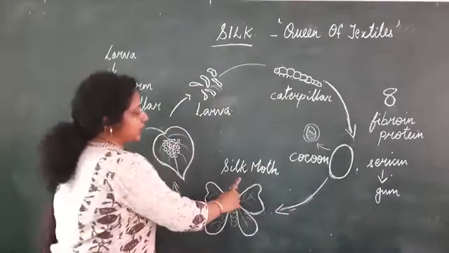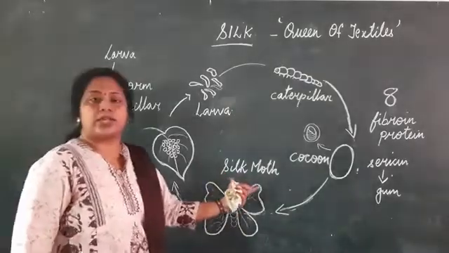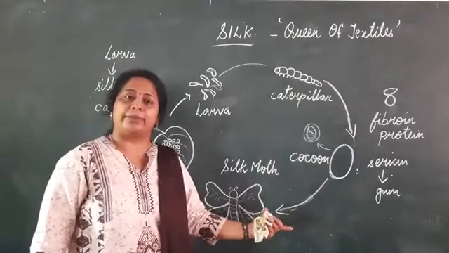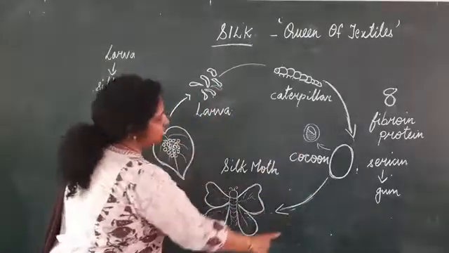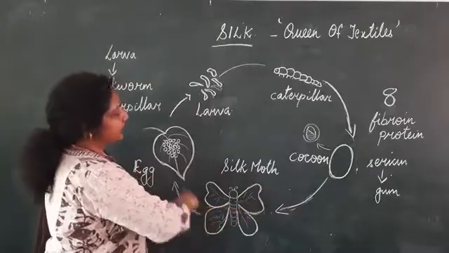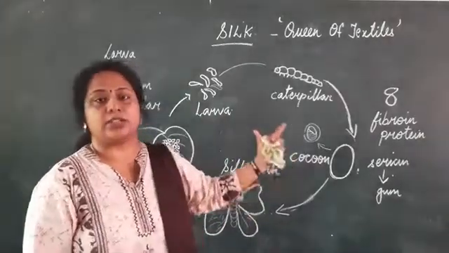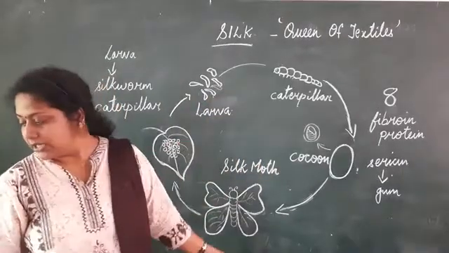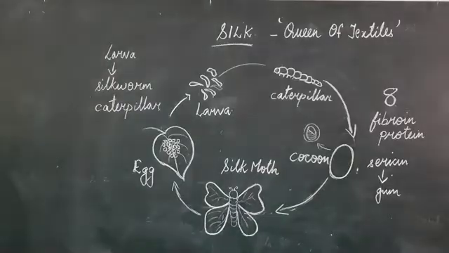And now this is the adult silk moth. अगर इसको ऐसे ही छोड़ दिया जाएगा, then what will happen? The female will again lay the eggs. Again, the same procedure keeps on continuing. So this whole procedure is the life cycle of the silkworm. This is how the silkworm's life cycle keeps on continuing. I hope, children, that this much is clear to all of you.